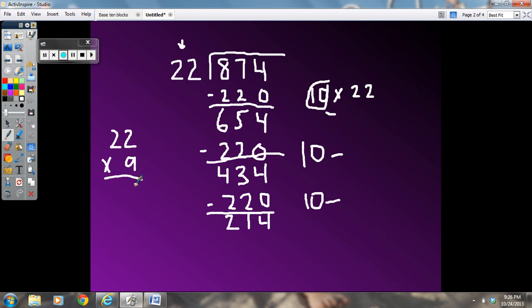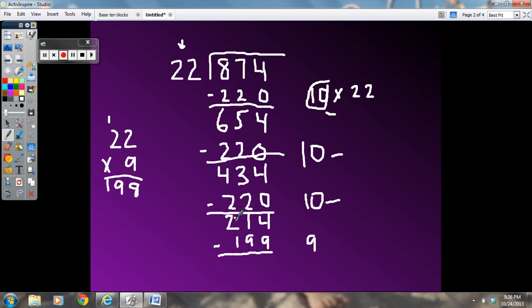9 groups of 22, I would have to multiply 22 times 9, and I would get 198. So that's exactly what I'm going to use. I'm going to make 9 more groups of 22, which would get me 198 blocks that I would have used. Now at this point I need to figure out how many blocks I would be left with.